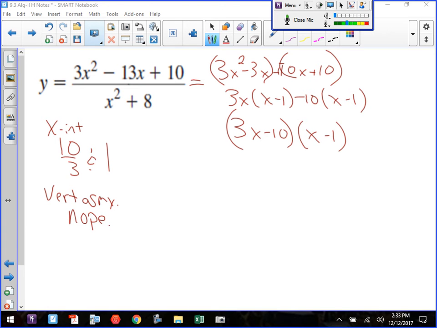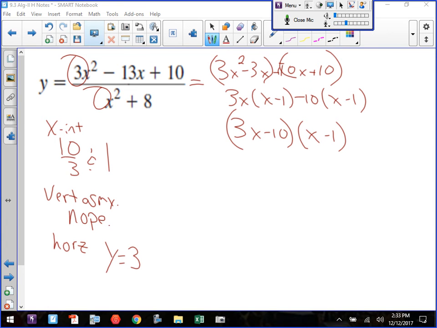Next, I look at my degrees. The degree of my numerator is what? 2. The denominator is 2, so they are equal, like you said. So when the degrees are equal, it's leading coefficient over leading coefficient, so my horizontal asymptote will be at y equals 3.